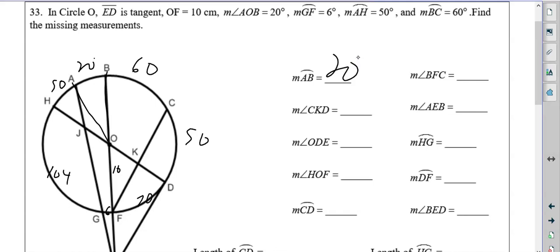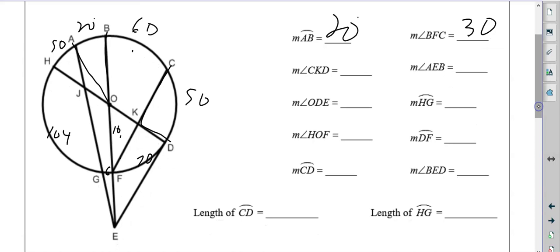BFC. Well, BFC is right here opposite the 60, which means it's half of that, which is 30. CKD. CKD is right here. All right, so there's a lot going on here, and it can get very confusing, so just go slowly and pay attention, okay? So, CKD is right here. We need to find that, but to get there, we're going to do a little bit of work.